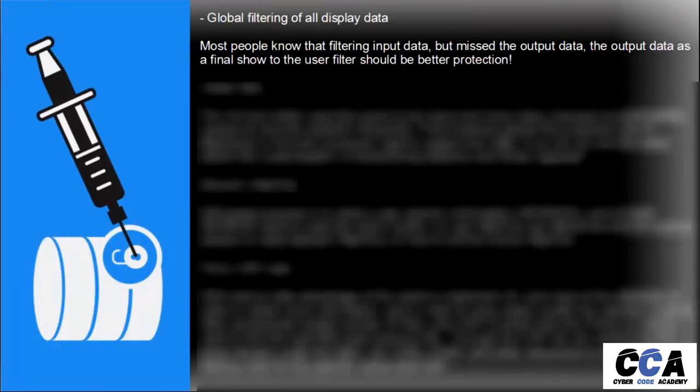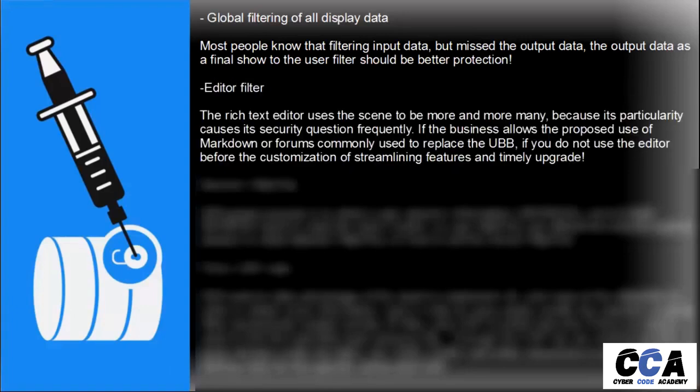Most people know to filter input data but miss the output data. The output data, as the final display to the user, should be filtered for better protection. Editor filter. The rich text editor is used in many scenes, and it frequently causes security problems. If the business allows, the proposed use is markdown or forms to replace the UBB. If you do not use an editor, do customization or streamlining of features and upgrade in a timely manner.